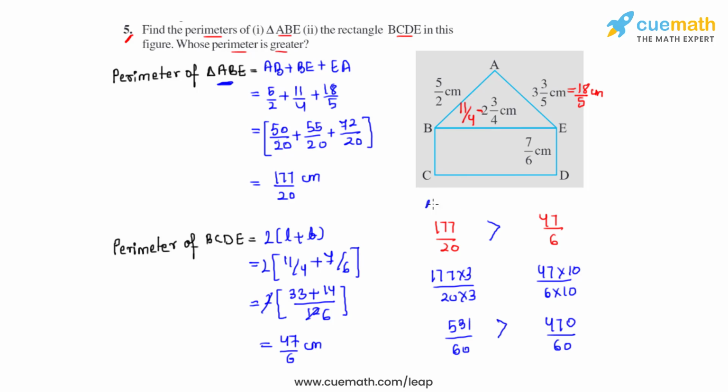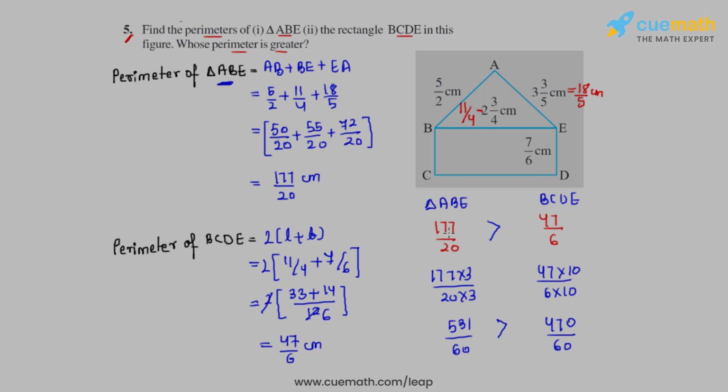So here we write that for triangle ABE and BCDE, the perimeter of triangle ABE is greater than that of the rectangle. And this is how we solve this problem.